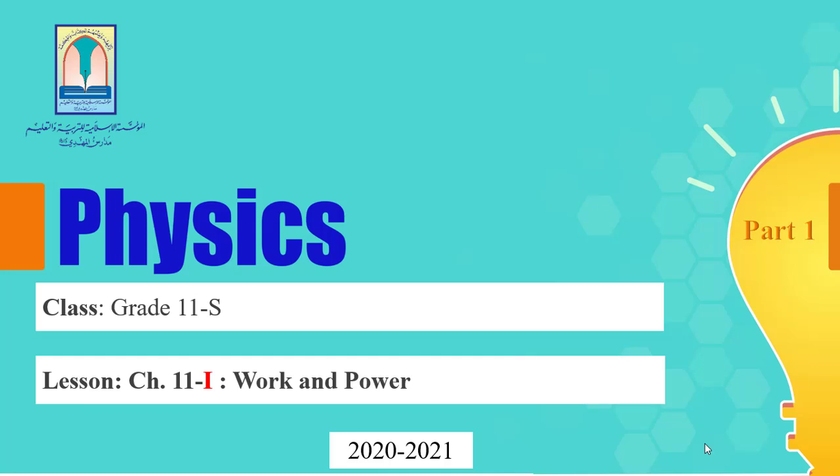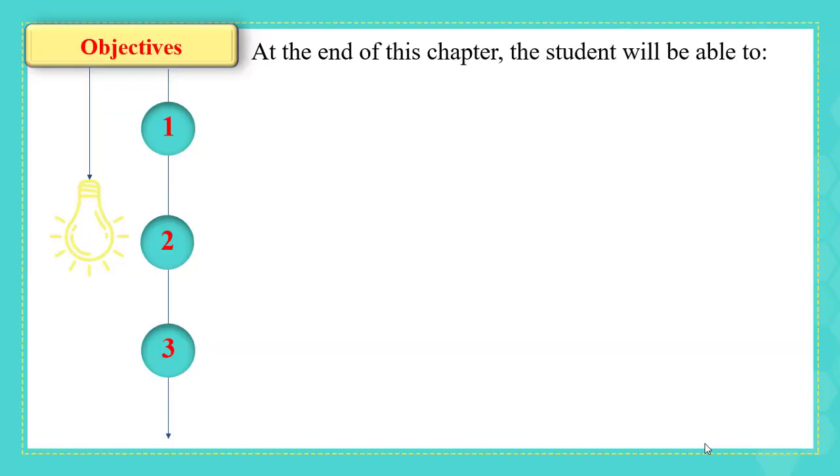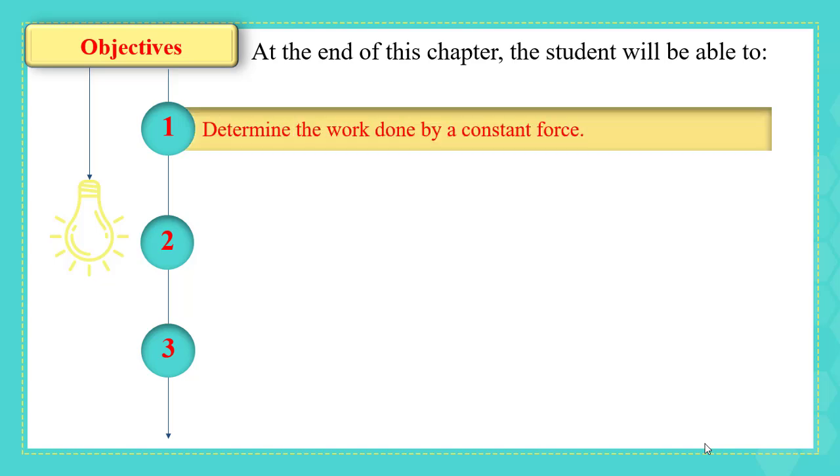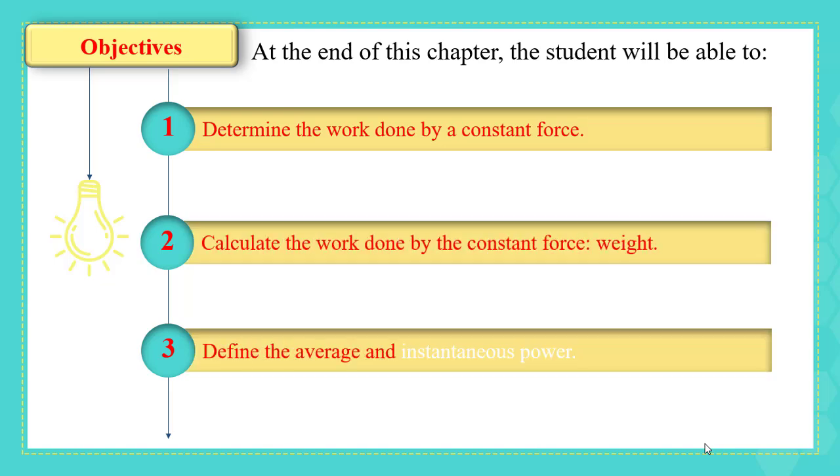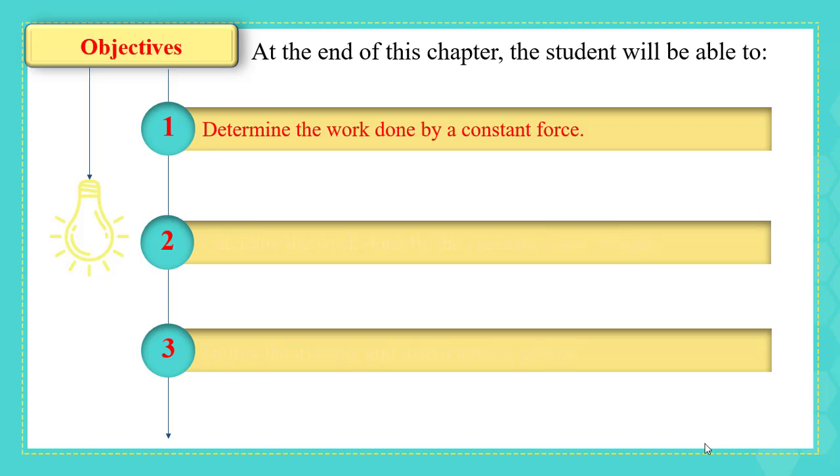This is the first video of Chapter 11, Part 1, Work and Power. At the end of this part, you're going to be able to determine the work done by a constant force, the work done by the constant force which is weight, and define the average and instantaneous power. Mainly this part will be about the work done by a constant force in general.